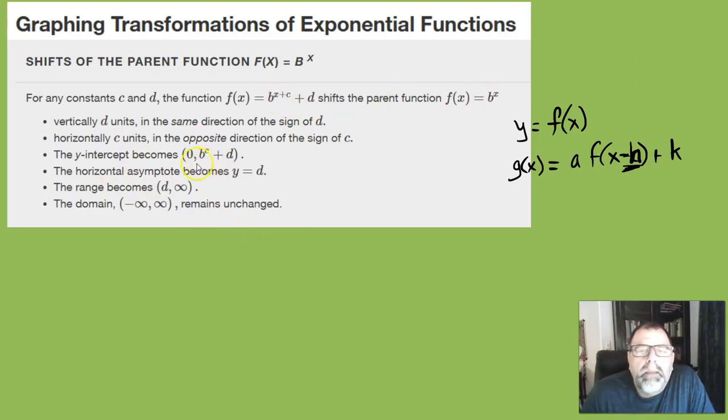All right, and then the y-intercept's going to get shifted. The horizontal asymptote's going to get shifted. And the range is going to get shifted, right, by d units. And the domain will remain unchanged because the domain's all real numbers. So even if you shift it side to side, you're still going to have all real numbers.